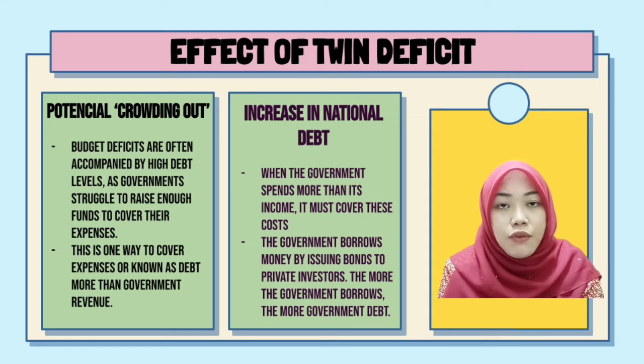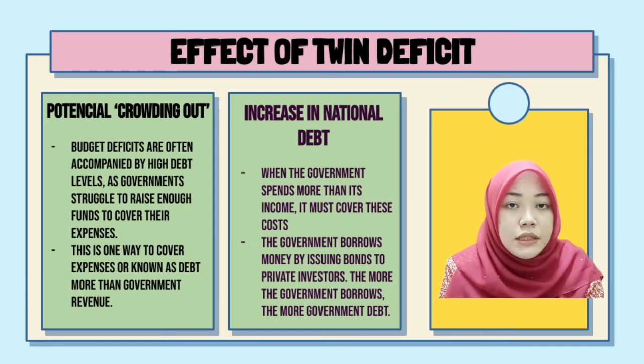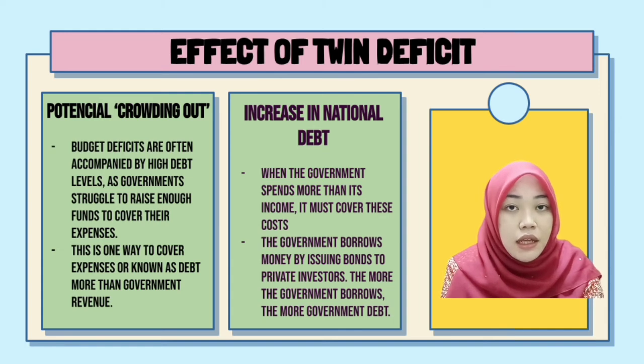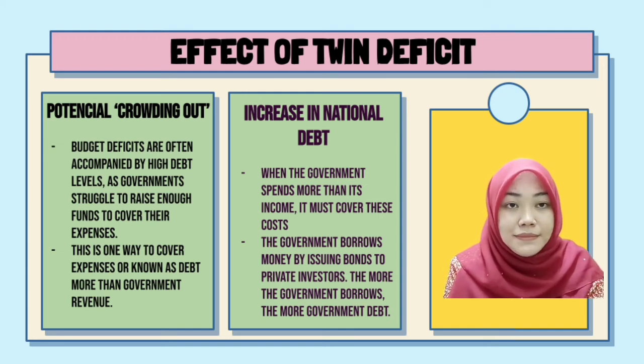Another effect of twin deficit in the budget or fiscal deficit is an increase in national debt. When the government spends more than its income, it must cover this cost. Unless it has raised funds from the previous year's surplus, it must be financed through debt. When running a budget deficit, the government owes a growing amount to the bank. The more the government borrows, the more government debt.